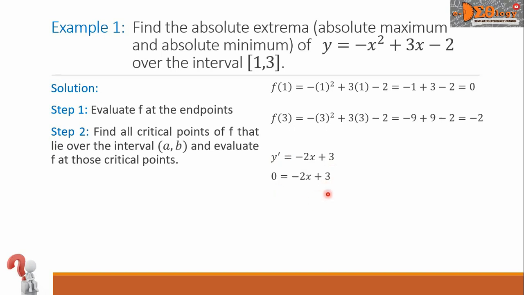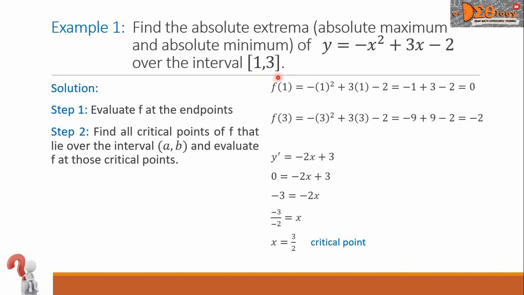The positive 3 we will transpose to the left side. We have now negative 3 equals negative 2x. Let us isolate x by dividing the equation by negative 2. So we have the left side to be negative 3 over negative 2 equals x. So the x here is equal to positive 3 over 2. So this is our critical point. Take note that this value is inside the interval from 1 to 3.